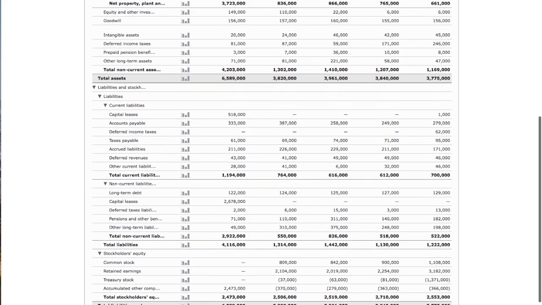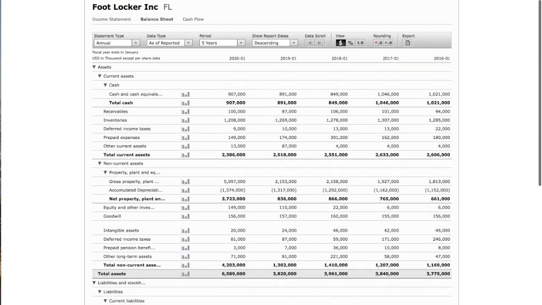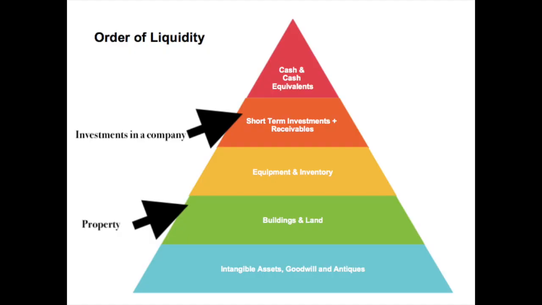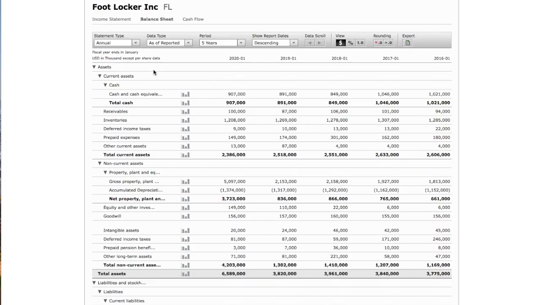In every balance sheet, a company's assets are always listed first and are ordered based on their liquidity. For those of you who are unfamiliar with this term, liquidity is just how fast someone is able to sell off their assets to someone else and convert those assets into cash or cash equivalents. For example, you could sell off your investments in a company way faster than you could sell off your property, for instance.